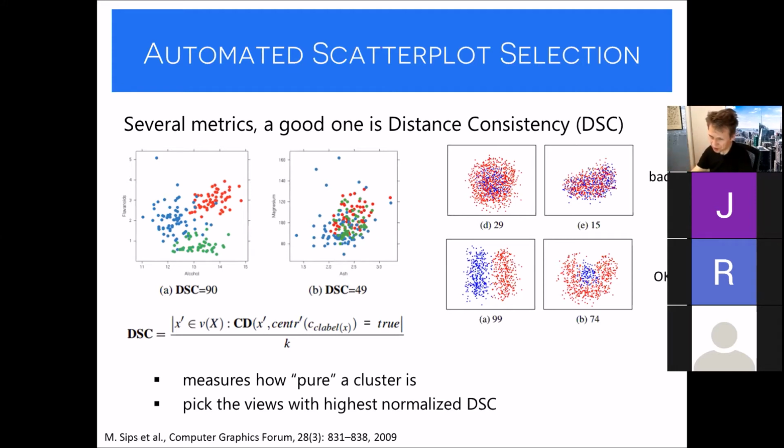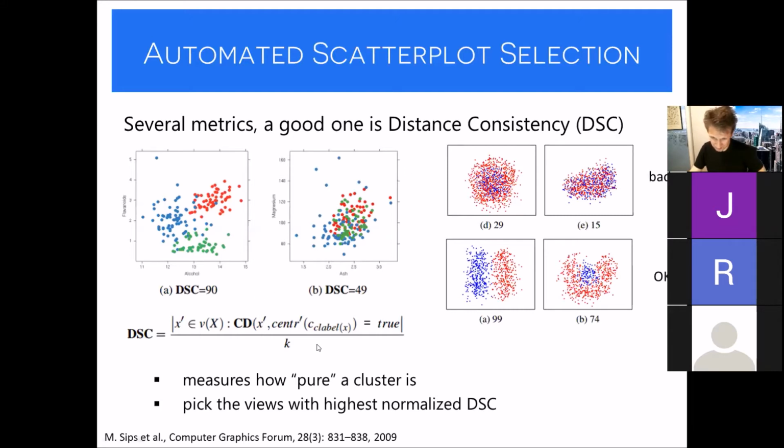So the million-dollar question really is, I have 50 by 50, thousands of scatter plots. How can I determine from all these scatter plots the ones that are interesting and the ones that are not? So you need some machine intelligence, a metric that can determine if a scatter plot is interesting or not interesting. For example, one of them is this DSC, which is the distance consistency metric.